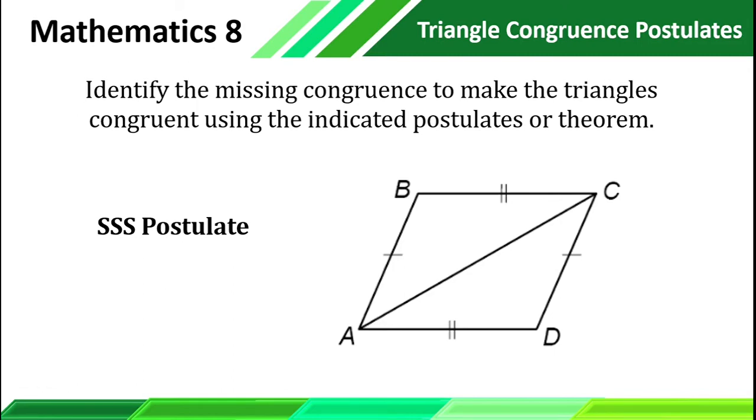Now, identify the missing congruence to make the triangles congruent using the indicated postulates or theorem. I'll be giving the postulate used and the figure, and let's try to put the missing tick mark on our figure. In here, we have two corresponding sides, and we must have an SSS postulate. So what is the missing tick mark? The missing one is side CA and side AC. To make this SSS postulate, this is the tick mark which is missing.